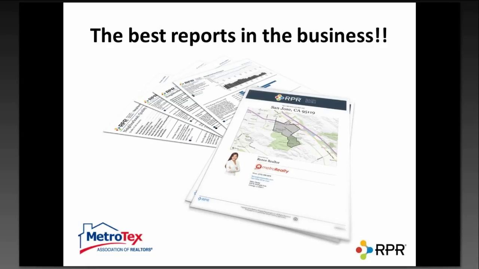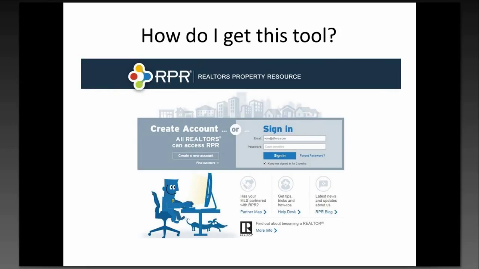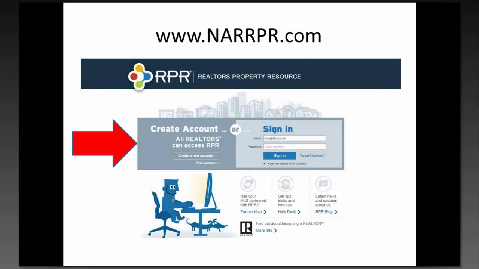So I can hear you saying, where did I get this great tool? You go to narrpr.com. When you go to that site, you can create an account. You'll need your NRDS number. We refer to that lovingly as the NERDS number in our association. So you can get that at the National Association of Realtors, or you can also get it off of My MetroTex. It's at the top of your personal information there. So you go there, you create your account, and you have access to this great tool.